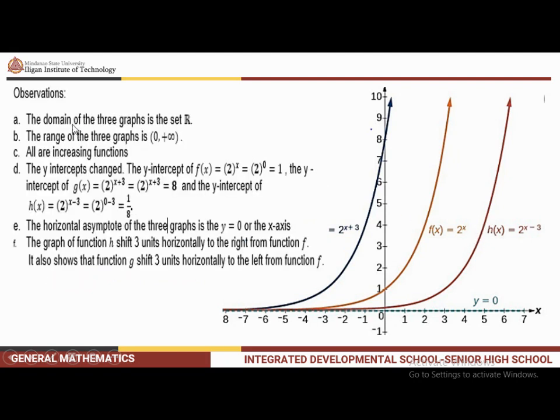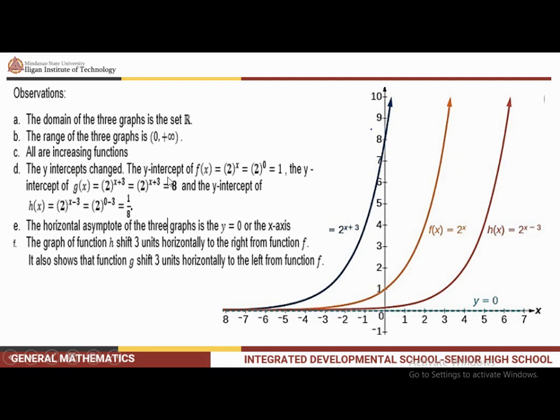Okay, so for the observations, we have here the domain of the three graphs is just the set of all real numbers. The range of the three graphs is from 0 to positive infinity. Yan lang yung values ng y natin. All are increasing functions, di ba? At makikita din natin na yung base dito ay greater than 1. Kaya we are so sure that it is an increasing function.